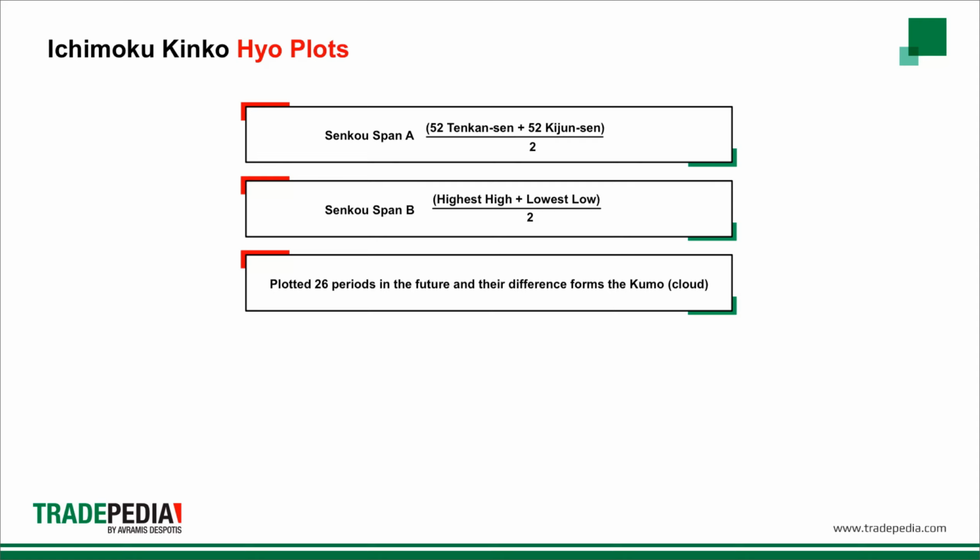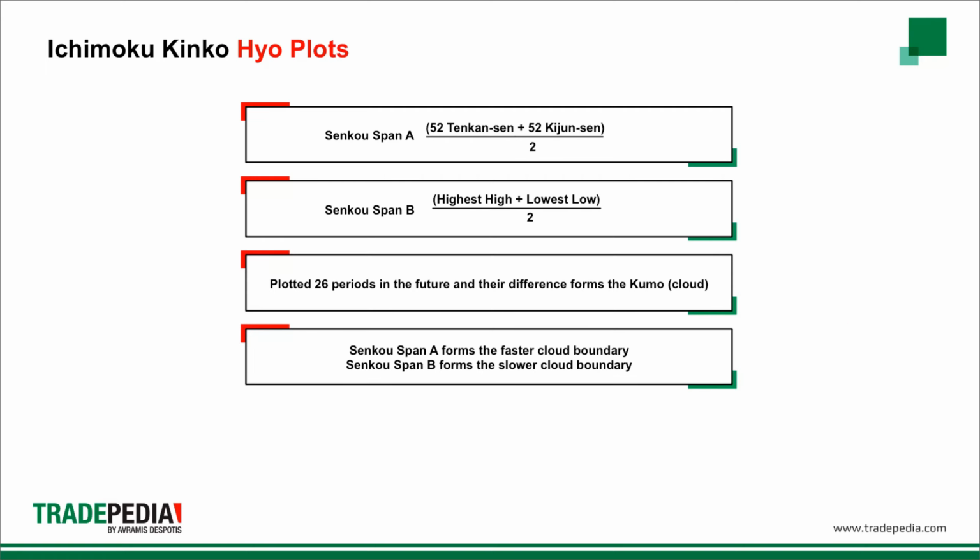For Senko span B, it uses 52 periods. We calculate this by taking the highest high and lowest low of the last 52 periods, and then dividing by 2. These lines are referred to as leading because they are plotted 26 periods in the future, and their difference forms the Kumo. Senko span A forms the faster cloud boundary, whereas B forms the slower cloud boundary. Those are the third and fourth plots.